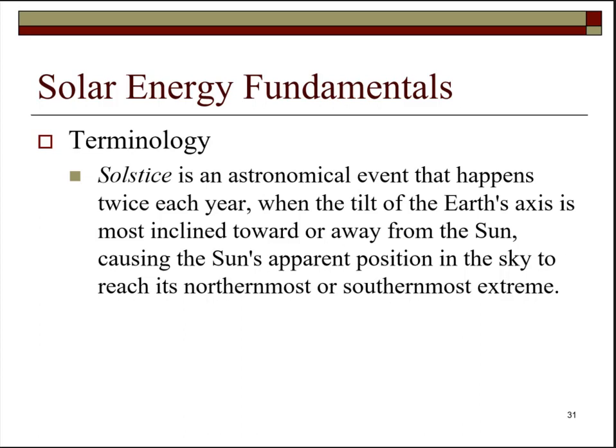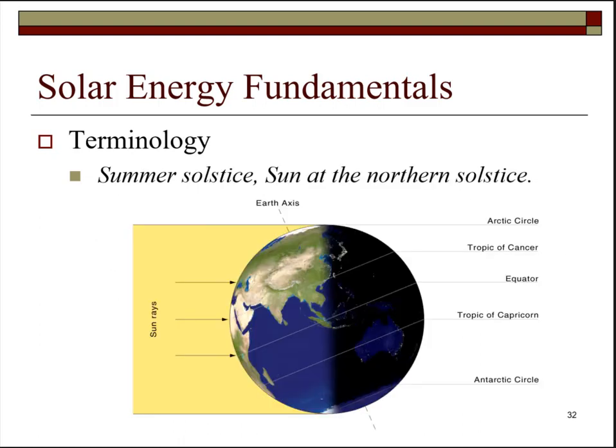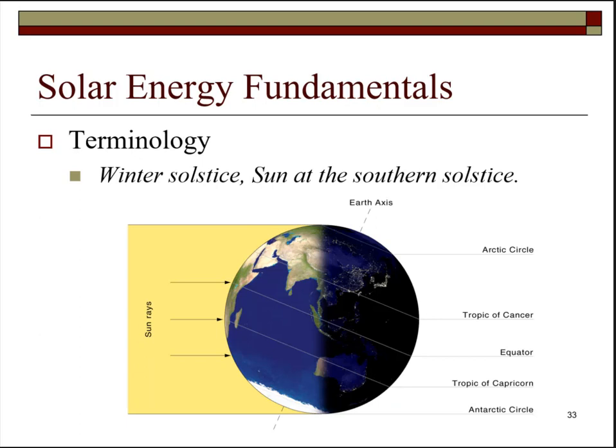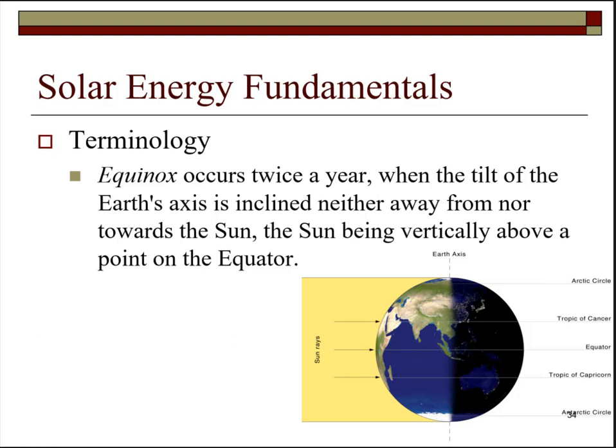Solstice is an astronomical event that happens twice each year when the Earth is either tilted towards or away from the sun. Here we see summer solstice. Here we see winter solstice. Equinox, as shown here, occurs twice each year, once in the spring and once in the fall. At equinox, the Earth's equator is facing directly toward the sun.